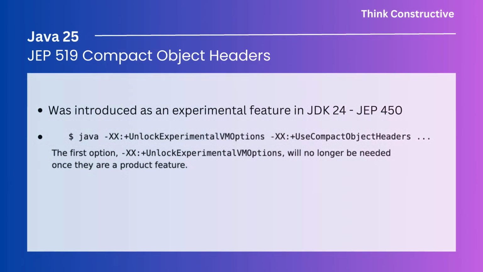Another important feature is JEP 519, that is compact object headers. It was initially introduced as an experimental feature in JDK 24 with JEP 450, and then immediately in JDK 25 it is finalized. In the syntax you can see the unlock experimental VM options flag. This first option will no longer be needed because this feature is now productized. It is now included in JDK 25 as a final product, so it's not experimental anymore. You need not write the unlock experimental VM options for this feature.